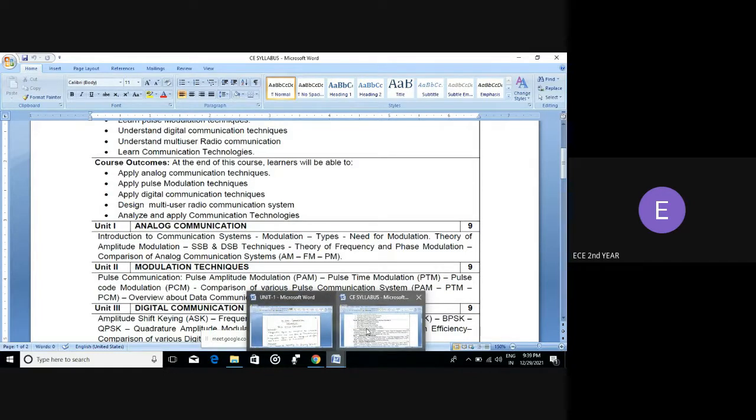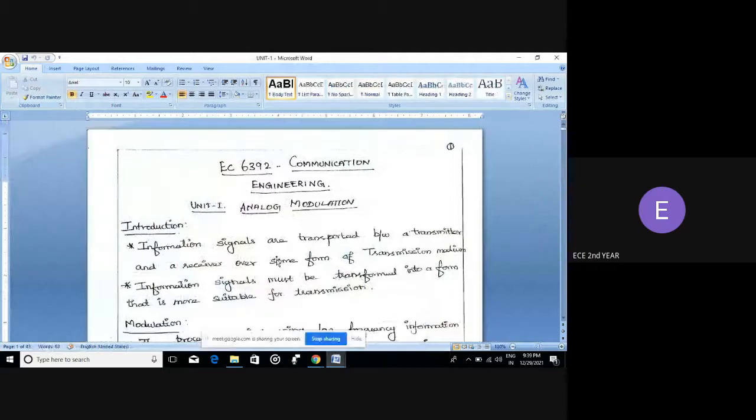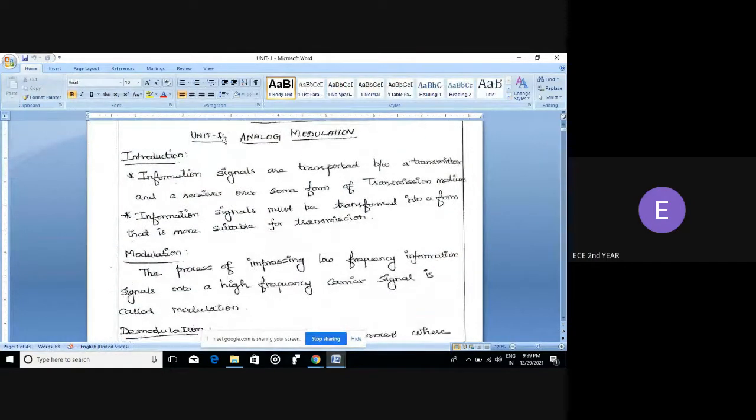Okay, let us go to the presentation straight away. The first unit title is analog modulation. Here some introduction is given. We cannot transport the information signal as it is. If we want to transmit information from one place to another, between the transmitter and the receiver, we have to use some transmission medium, right? So before transmitting these signals, we have to make these information signals more suitable for transmission, right?